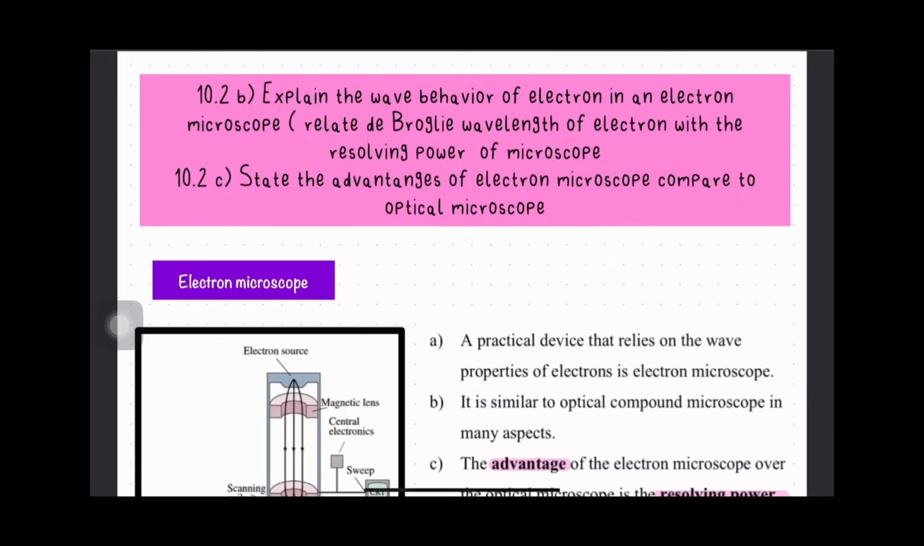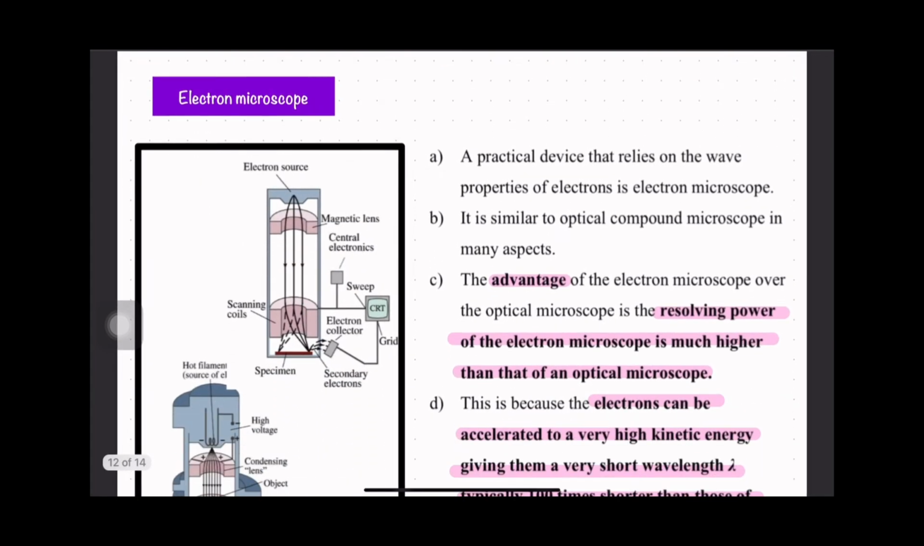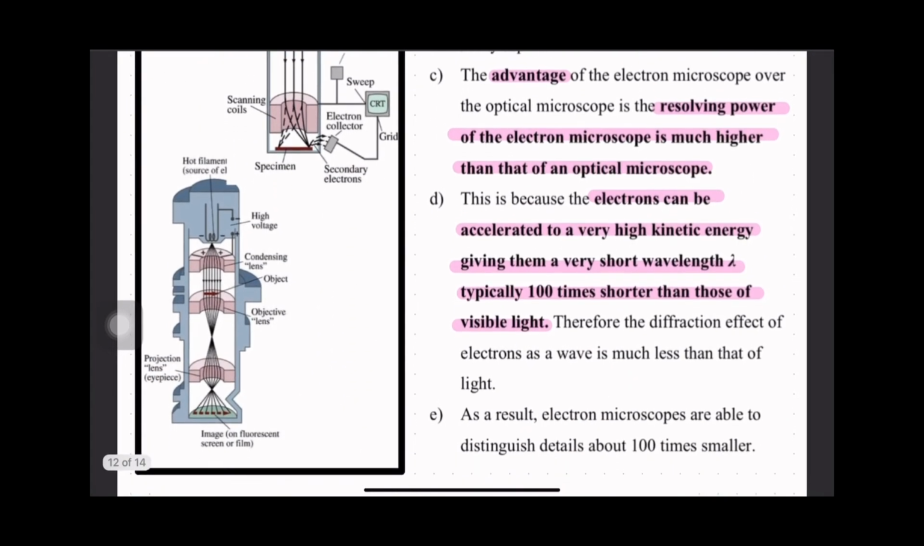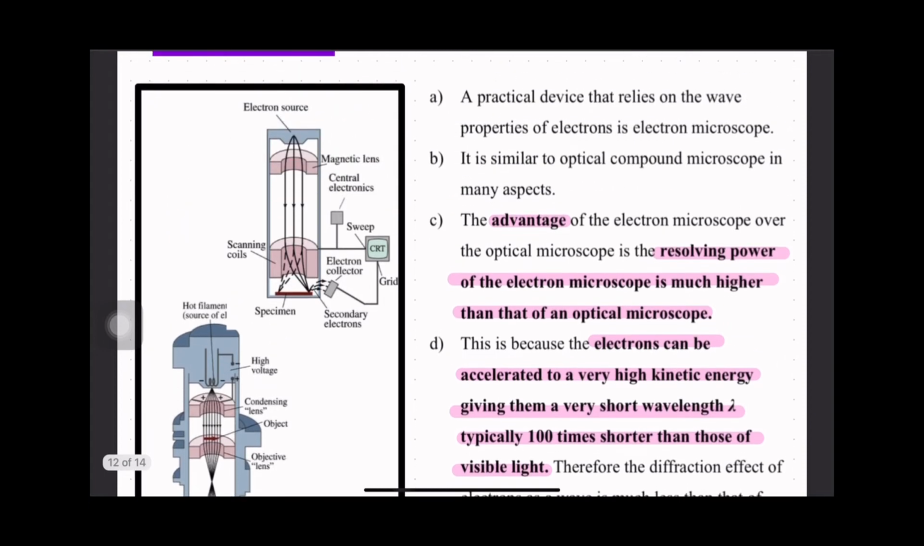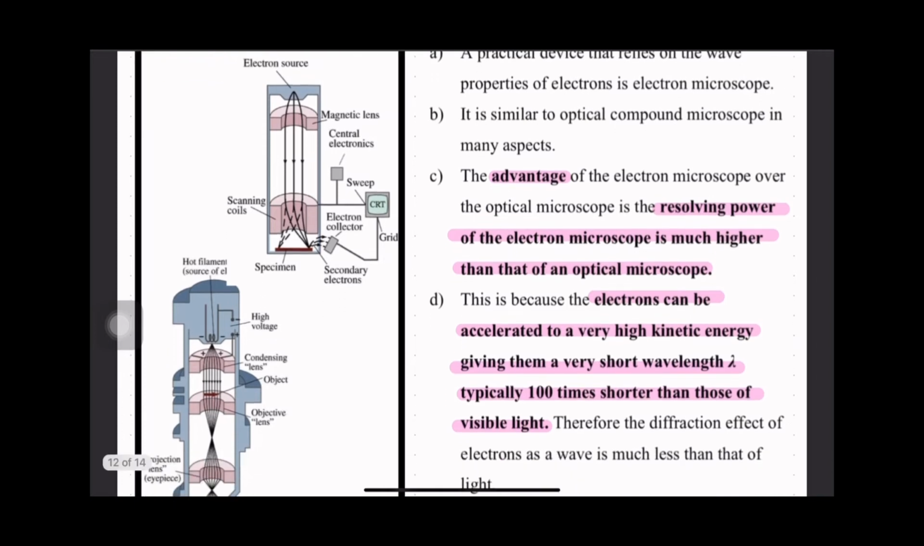Okay, next, explain the wave behavior of electron in an electron microscope. Relate the de Broglie wavelength of electron with the resolving power of microscope. 10.2c, state the advantages of electron microscope compared to the optical microscope. Okay, this is an electron microscope. Okay, you can see that dia besar, compared to the optical microscope. The practical device that relies on the wave properties of electron is the electron microscope. It's similar to an optical compound microscope in many aspects. So the advantage of the electron microscope over the optical microscope is the resolving power of the electron microscope is much higher than that of an optical microscope.